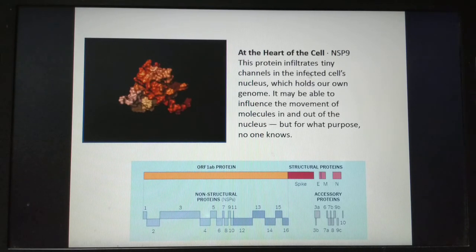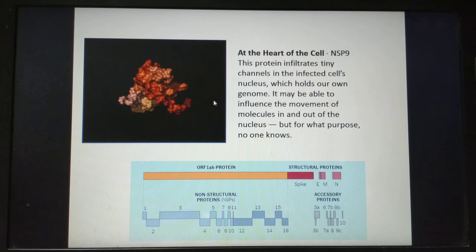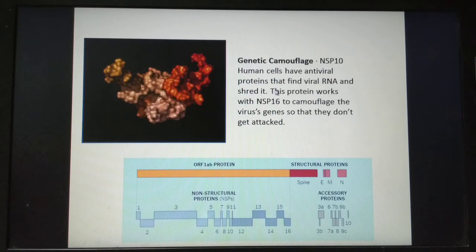NSP9, what it does is, it makes tiny channels in our cell's nucleus, where our DNA resides inside the cell. So, it also influences the movement of some particles in and out of the nucleus, but why, that is not for sure. People don't know.